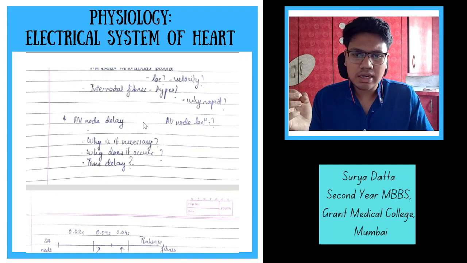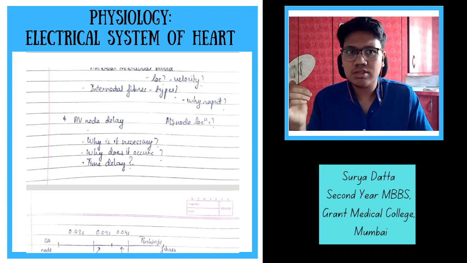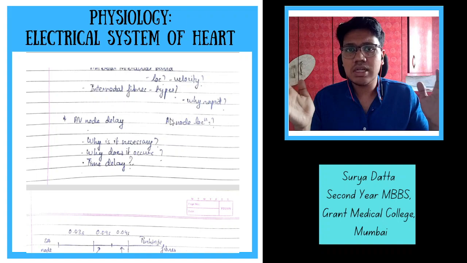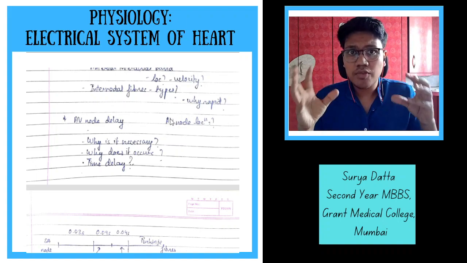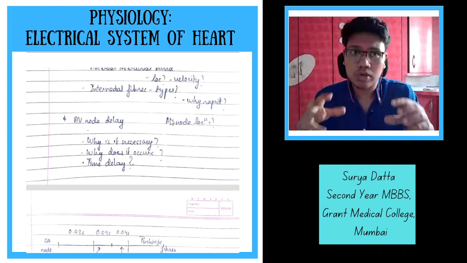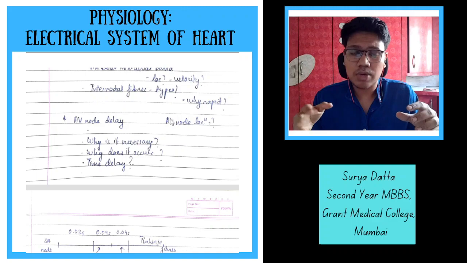Now we are looking at AV nodal delay. Why is there a delay in the AV node? First of all, where is the AV node located? Again, it's behind the tricuspid valve, in the right atrium. AV nodal delay is basically a phenomenon observed near the AV node where the electrical impulses traveling through the fibers slow down. Why do they slow down, you ask?